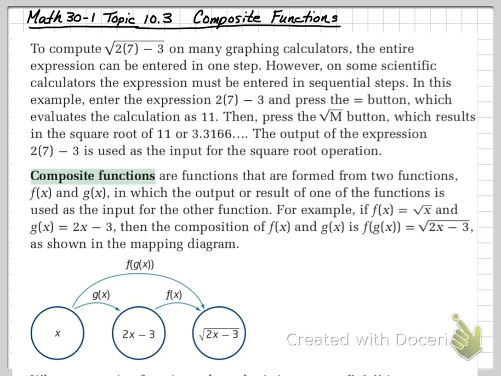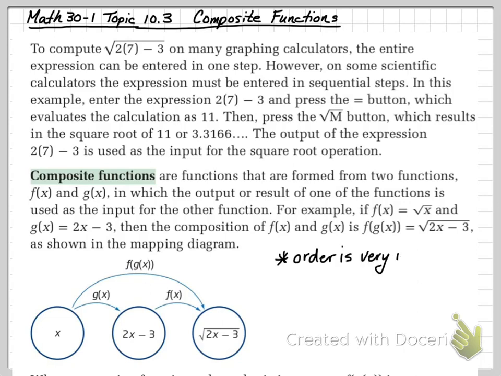Composite functions are functions that are formed from two functions, f of x and g of x, in which the output, or result, or the answer of the first function is used as the input, or the starting point, for the other function. For example, if f of x is equal to the square root of x and g of x is equal to 2x minus 3, then the composition of f of x and g of x is f of g of x, which is the square root of 2x minus 3, as shown in our mapping diagram.